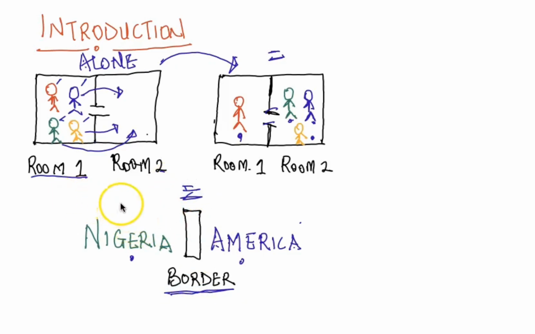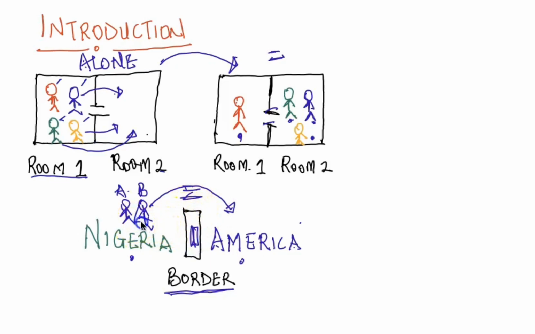So let's say we have 2 friends, A and B. Both of them stay in Nigeria. So this is A and then this is B. Now, B decided to leave Nigeria and migrate to America. So B leaves Nigeria and migrates to America. So B has to go through this border.